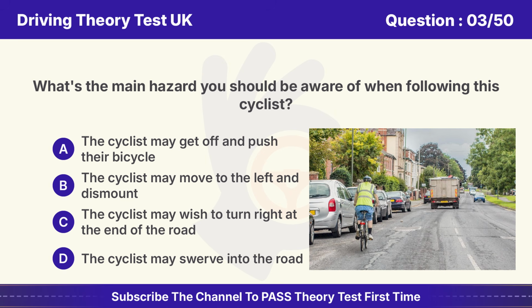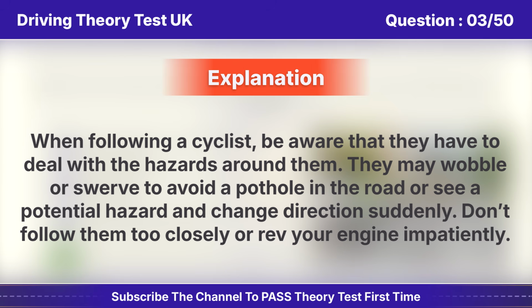Question 3. What's the main hazard you should be aware of when following this cyclist? Answer is D. The cyclist may swerve into the road. When you're turning into a side road, pedestrians who are crossing have priority. You should wait to allow them to finish crossing safely. Be patient if they're slow or unsteady. Don't try to rush them by sounding your horn, flashing your lights, revving your engine, or giving any other inappropriate signal.